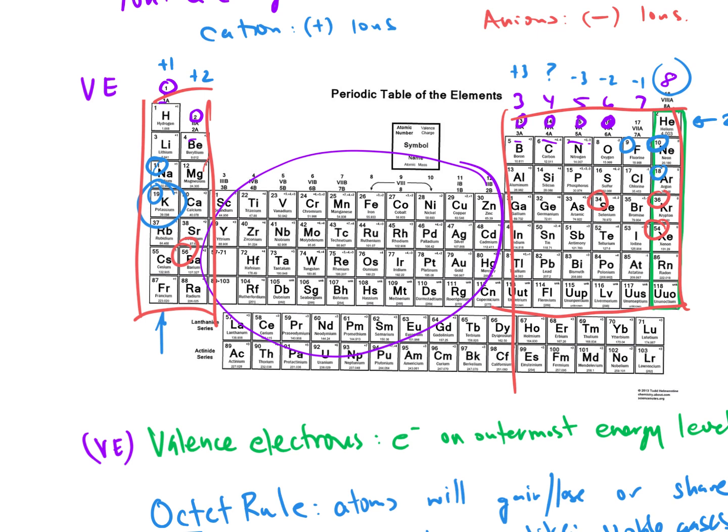We're not going to talk about how many valence electrons there are for the other ones. We will, but not by looking at the periodic table or knowing what the charge is. Good?